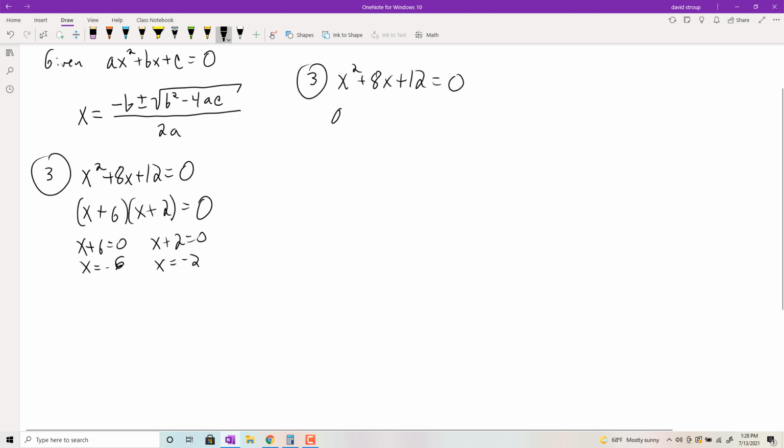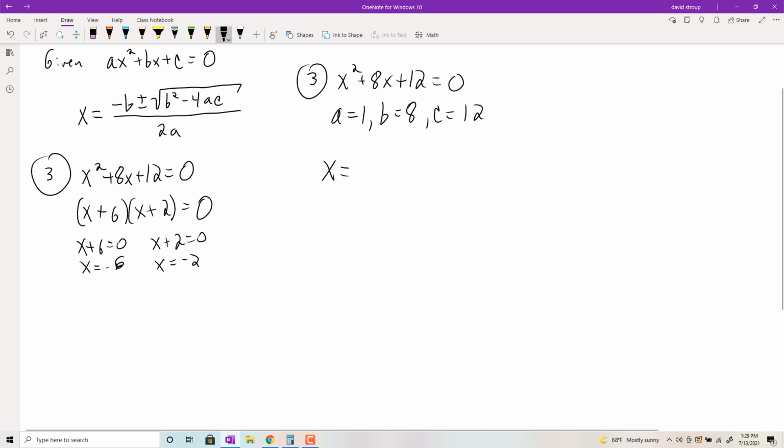Okay, so I'm going to figure out what a, b, and c are. So a is whatever's in front of x squared. That's 1. B is the 8. And then c is the 12. Okay. Then I'm going to dump them into my formula. I do some calculations in my head, but then others I sort of leave for the next step.